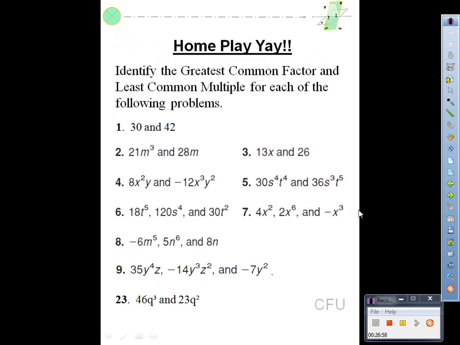All right, copy the home play for tonight. Home play, yay. That's complicated. You don't have to copy the instructions, but it says identify the greatest common factor, least common multiple for the following problems, numbers 1 through 9 and number 23 at the end. Copy those. 23 is always a 10.